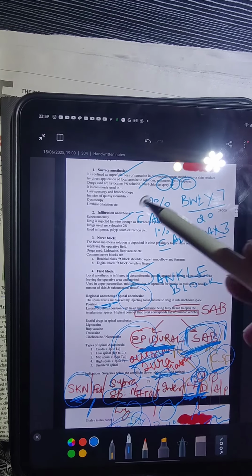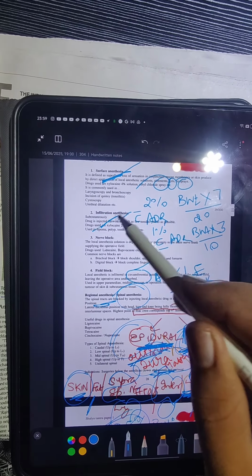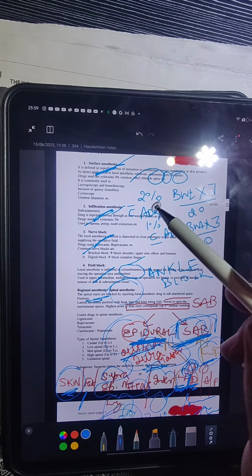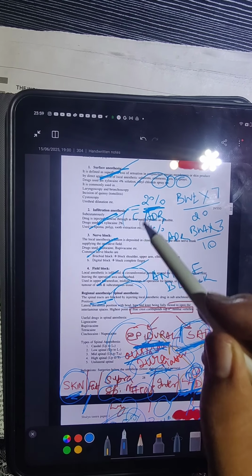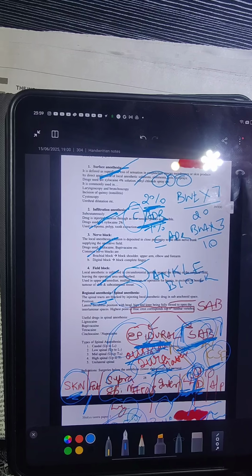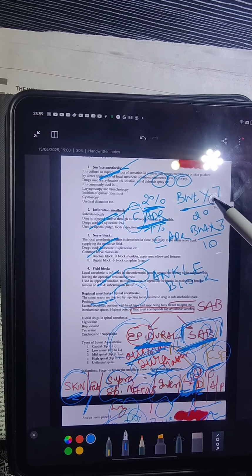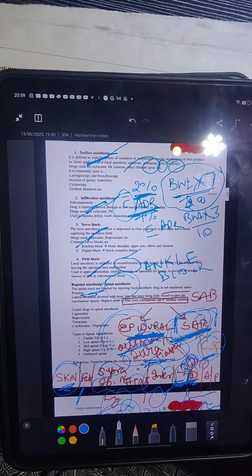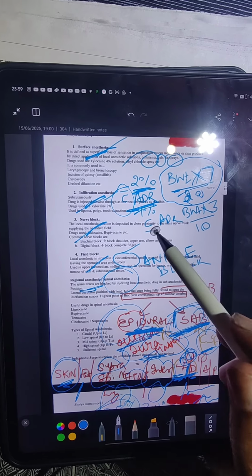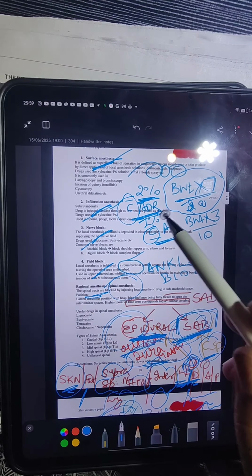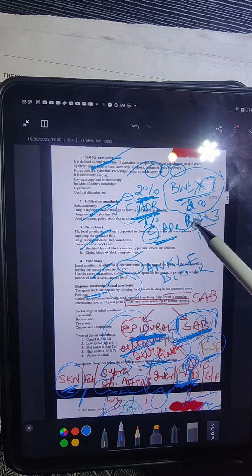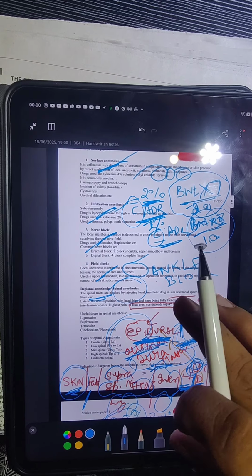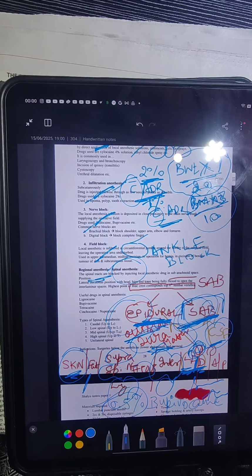Local anesthesia can be of four types: surface anesthesia, infiltration, nerve block and field block. Dosage of local anesthesia: if it is 2% with adrenaline, with ADR, then 7 mg per kg body weight, so body weight into 7 divided by 20. This will be the highest dose that we can infiltrate before surgery. If anesthesia is without ADR or it is 1%, then patient body weight multiplied by 3 divided by 10. This way we can easily find out the dosage of the local anesthesia.